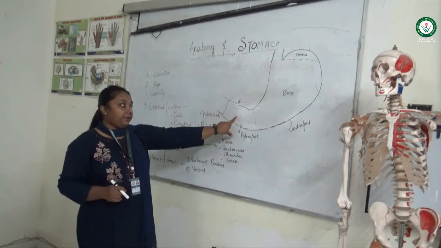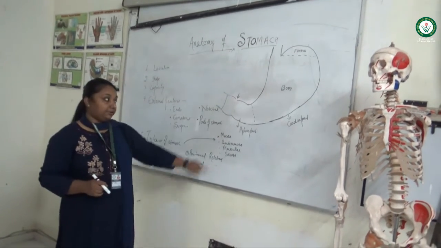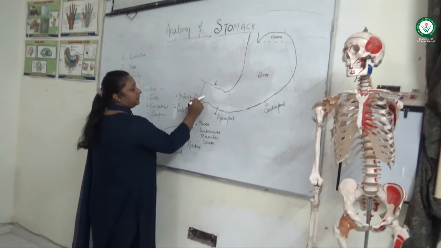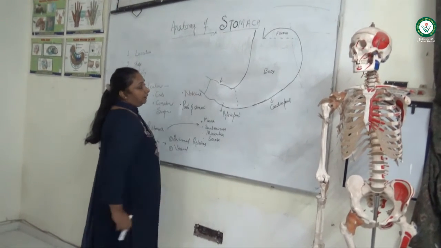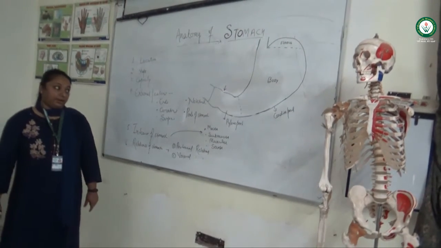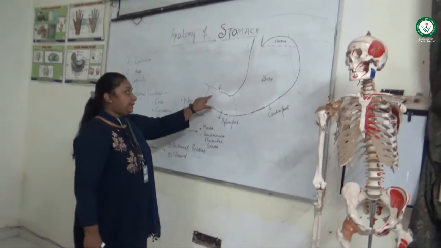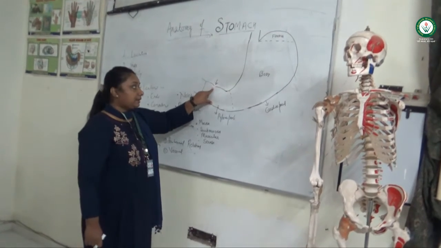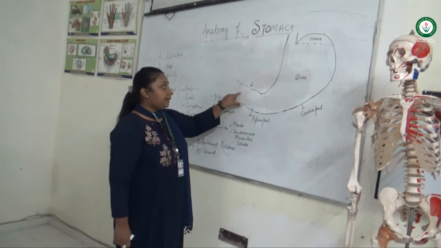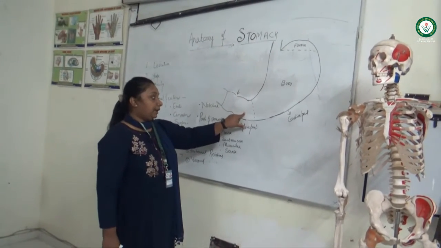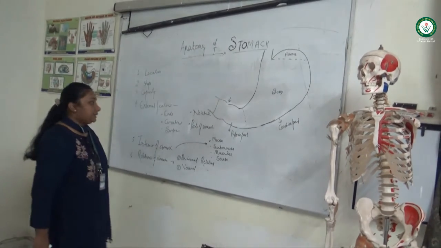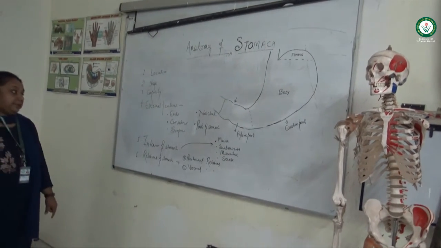Now we see the pyloric part. It is again divided into 2 parts. This is the pyloric antrum, and this is the pyloric canal. The pyloric canal is a 2.5 cm long tubular structure, and here you can see the sulcus intermedius. Through this sulcus intermedius, we can differentiate the pyloric antrum from the pyloric canal. So this is all about the parts of the stomach.